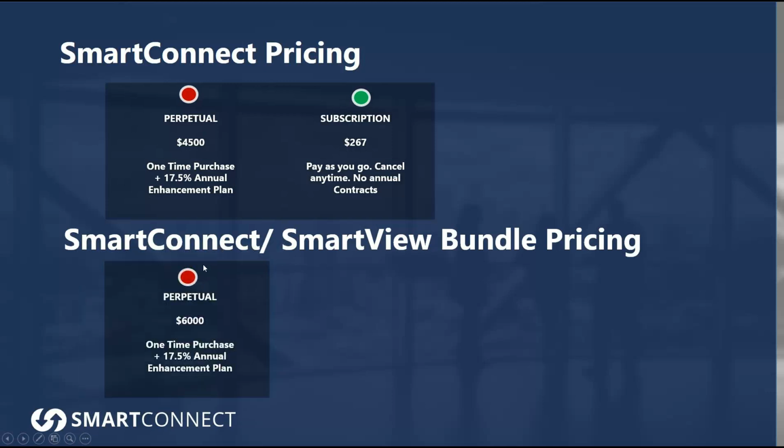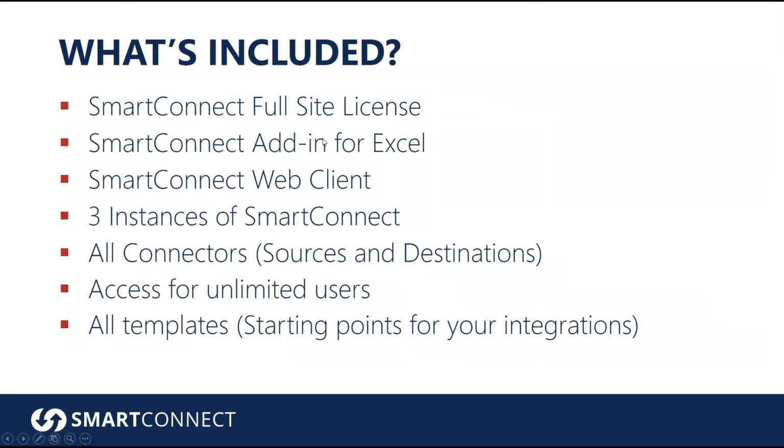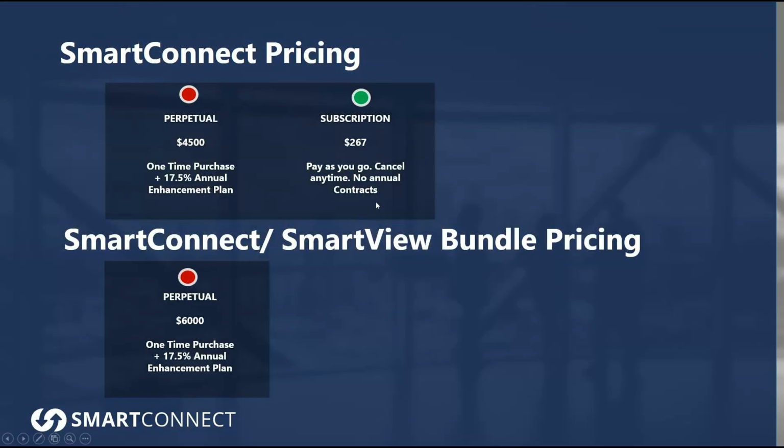Or if we did the SmartConnect to SmartView bundle. If you do a bundle pricing, you're actually going to get quite a bit of a discount. So if you did SmartConnect and SmartView, it's $6,000 plus the 17.5% annual enhancement. So you're saving about $1,000 on that. There is no monthly subscription-based pricing for the bundle, but you can certainly purchase them individually. So you could do $267 per month for SmartConnect, and then SmartView, I believe, is $147 per month.